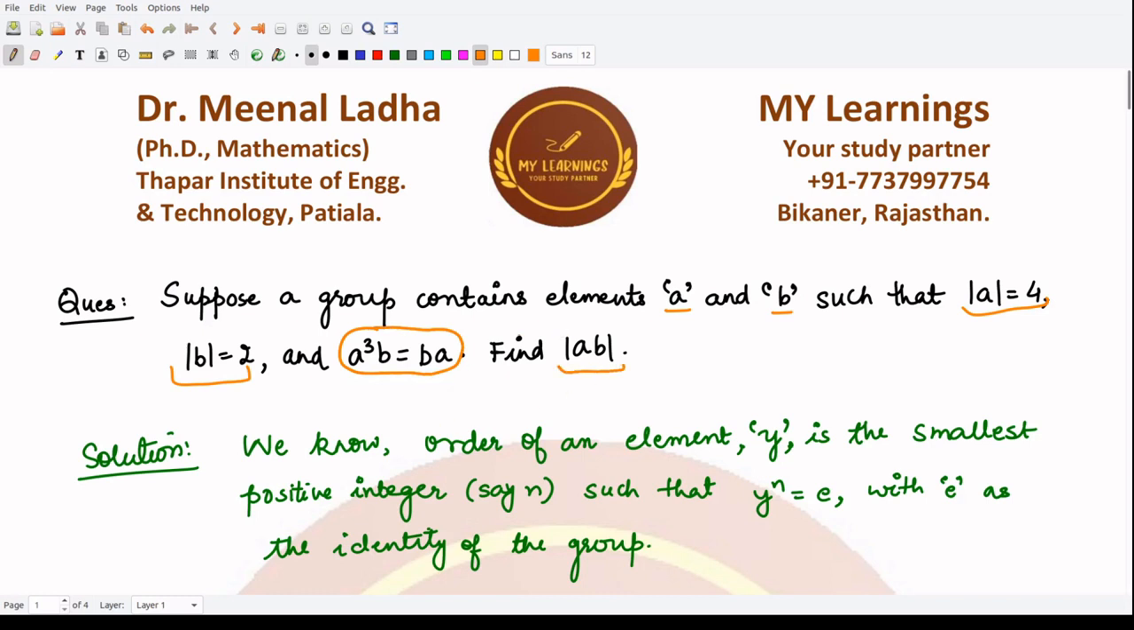Because we are talking about the order of an element, let's recall the definition. Suppose we are taking an element y from our group G. We assume the group operation is multiplication; if nothing is given to us, multiplication is the default operation. To calculate the order of y, it is the smallest positive integer n such that y raised to power n gives e, the identity of the group. This is the definition of order.